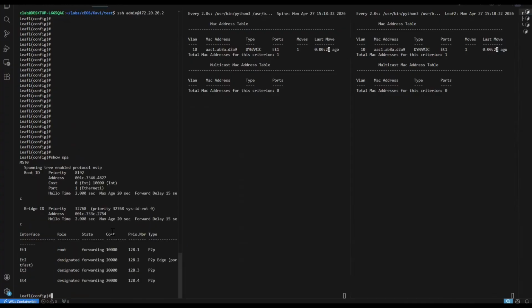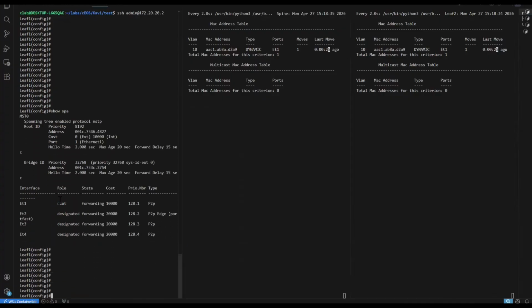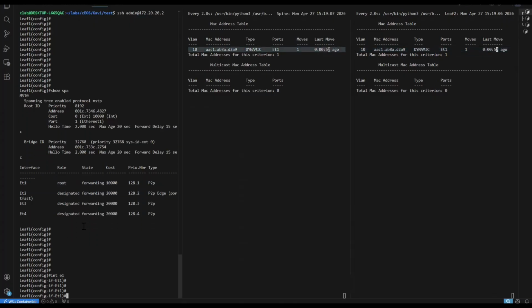Okay, so let me go to leaf 1. Show spanning tree. Now I'm going to shut down ET1, but first let me see the MAC address table. If you see here, right now the spine is learning this MAC address on ET1, and leaf 2 is also learning it on ET1. So both are learning this MAC address through interface ET1.